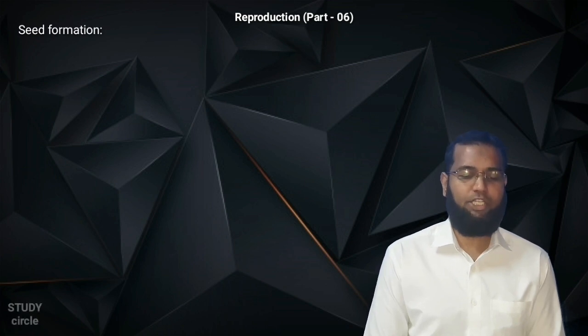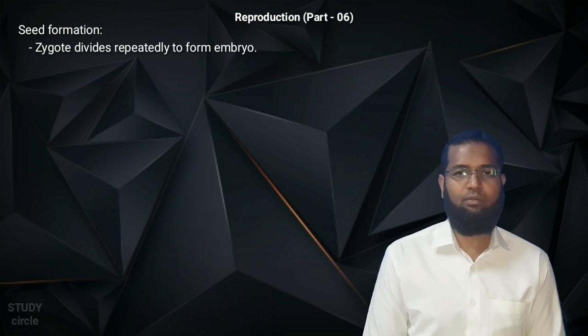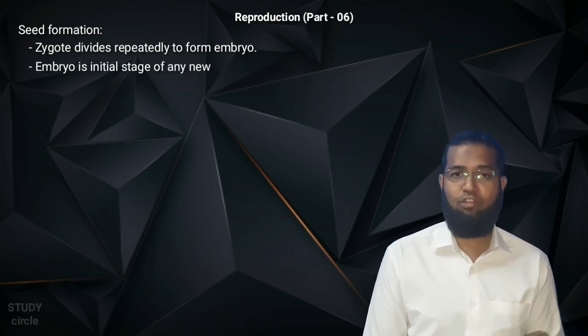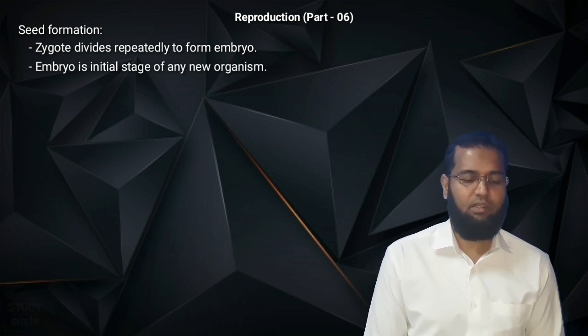Now we will see the third step, that is seed formation. Zygote divides repeatedly to form an embryo. Just now, when we were talking about fertilization, I told you that male and female gametes fuse together to form a zygote, and this zygote repeatedly divides to form an embryo. You will see the same method even in human beings. So embryo is the initial stage of any new organism.